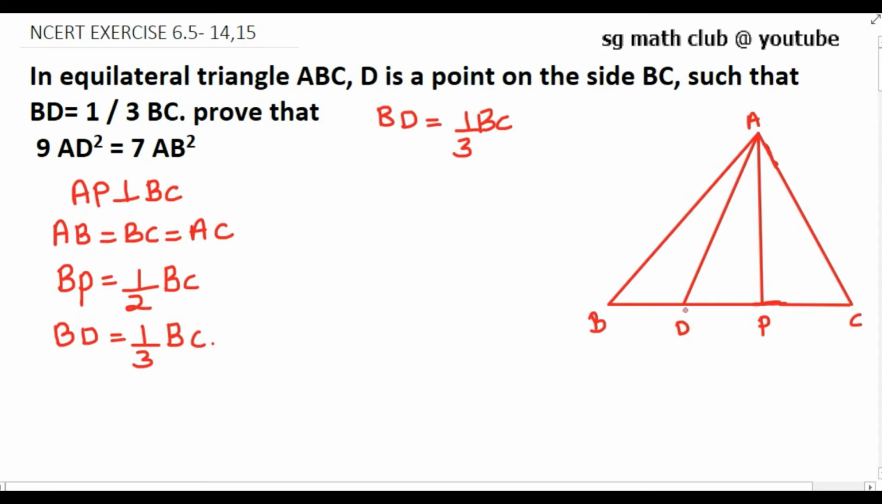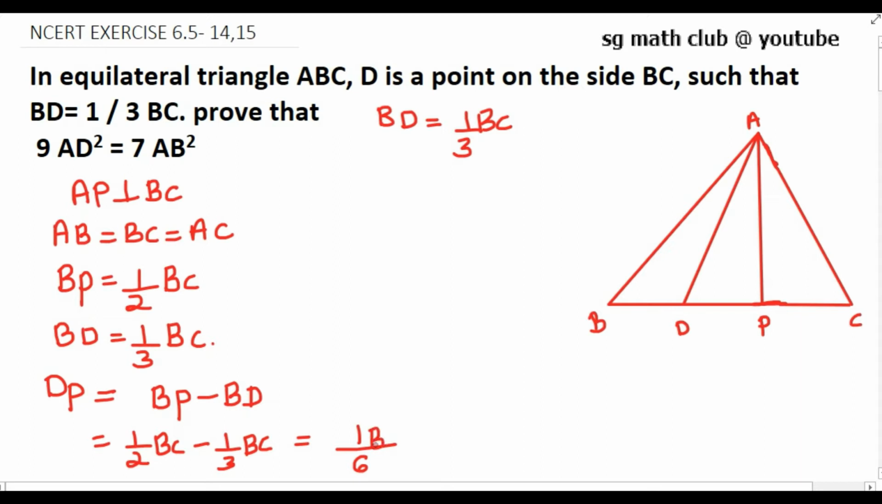Now in this figure I can write DP as BP minus BD, and BP is half BC and BD is 1 by 3 BC. When you take the LCM and simplify, we get 1 by 6 BC, since 3 minus 2 is 1. So DP is 1 by 6 BC. Now we will take the triangles.